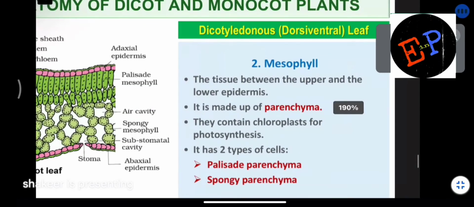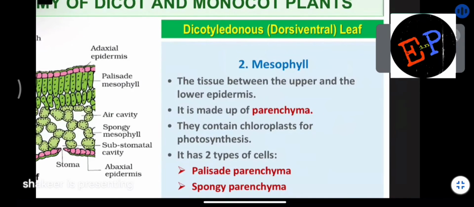So mesophyll. First of all we have studied about epidermis, no? The first layer is called epidermis, then followed by mesophyll. Clear? What is this mesophyll? Already we have studied previously, no? It is made up of parenchymatous cells. It consists of thin-walled chloroplast-containing cells which are responsible for producing starch with the help of photosynthesis. So the tissue between the upper and lower epidermis is called mesophyll. Clear? It is made up of parenchyma. So they contain chloroplast for photosynthesis.